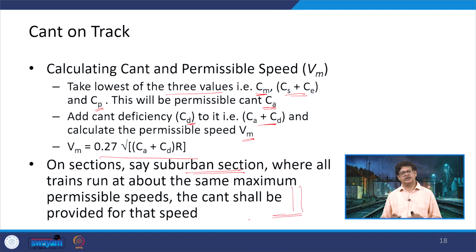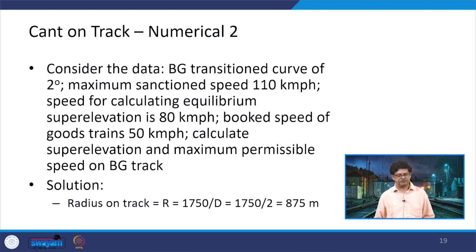So, there is no requirement of calculating all the three cases and doing that way. Let us look at one of the numericals here. It is a broad gauge, transition is being provided, curve is of 2 degrees, maximum sanctioned speed is 110. The equilibrium superelevation is to be calculated for a speed of 80 kilometers per hour, and the booked speed of the goods train, that means the slower speed, is also being given, which is 50 kilometers per hour. So, you have to calculate superelevation as well as the maximum permissible speed on this track.